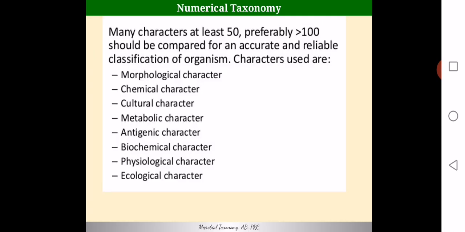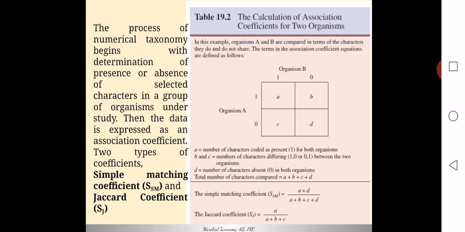Different characters, like morphological, physical, chemical and metabolic characters, will all be studied. And most importantly, molecular studies are also performed for numerical taxonomy. Around 100 characters should be analyzed for a reliable and accurate classification. Usually, the process begins with the determination of the presence or absence of certain selected characters in a group of organisms under study, right?